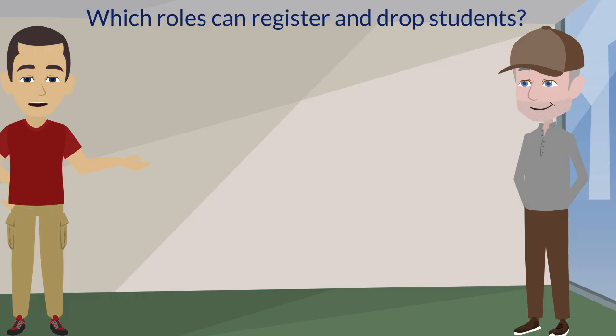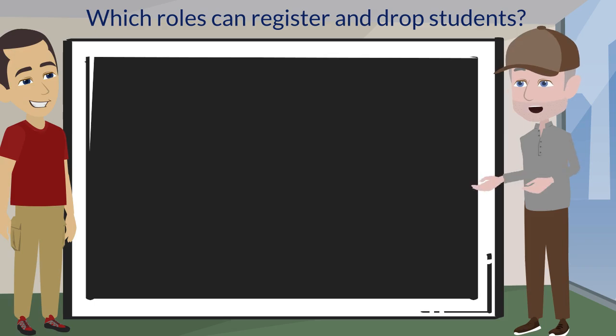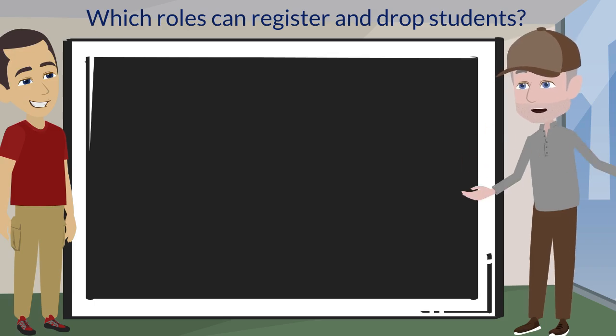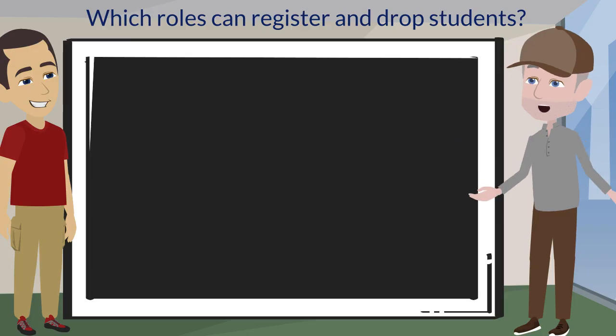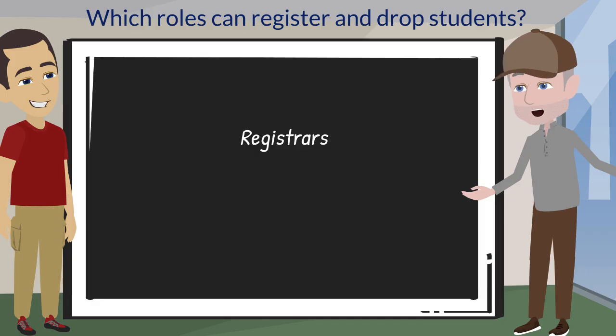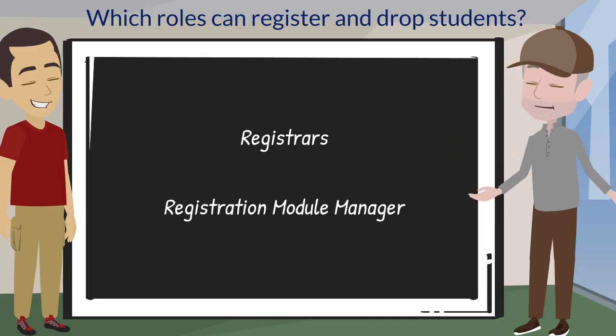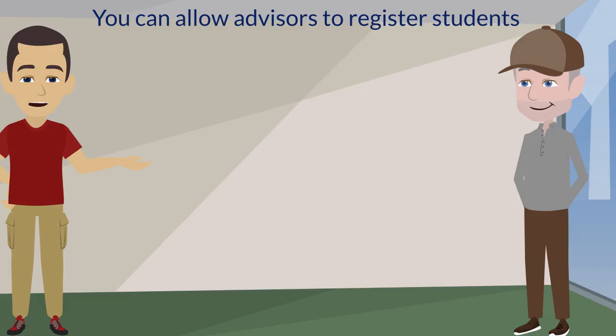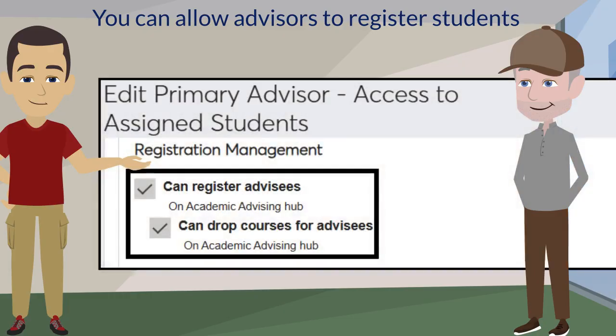Out of all these roles, which ones have permissions for actually registering and dropping students from course sections? Although other roles have important permissions around registration, the only registration role templates that have permissions to register and drop students are the Registrar's role and the Registration Module Manager role. And some schools allow advisors to register and drop students. There are permissions for that in the advising roles found on the advising roles page.